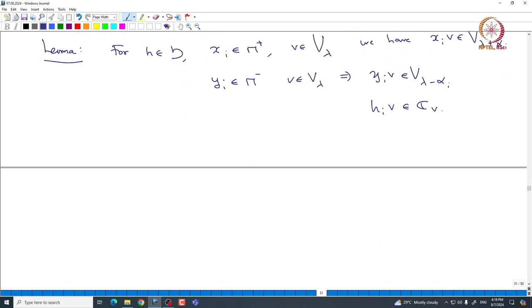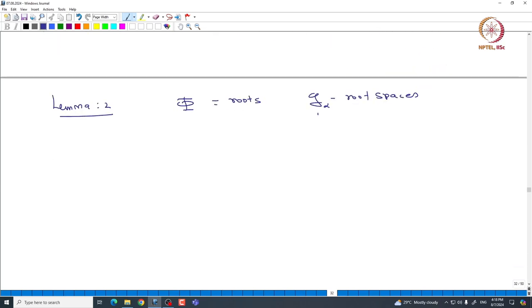Now we take finitely many elements from the root spaces, so we will generalize this to finitely many of them. So now let's use Φ for the roots and 𝔤_α for the root spaces. Let us say this is already one dimensional, generated by x_α. So take x_{β1} etcetera x_{βn}, for β1 etcetera βn coming from Φ, and let h come from 𝔥 and v come from V_λ.